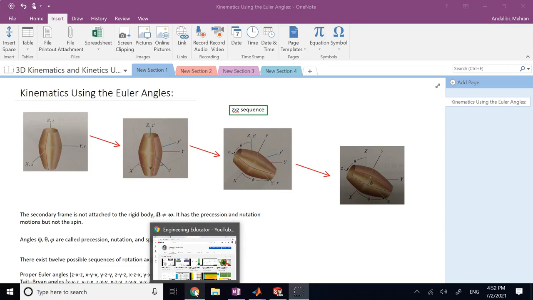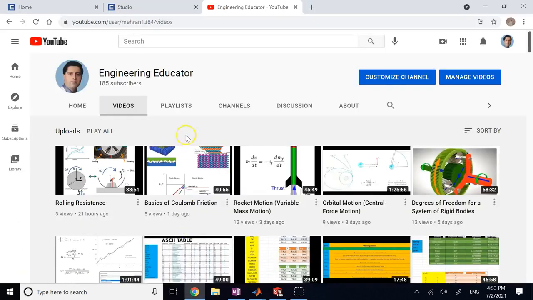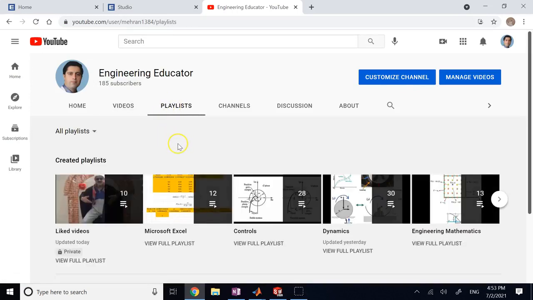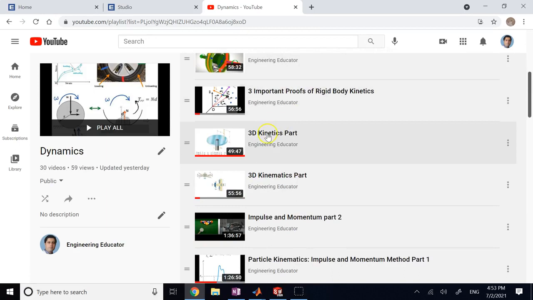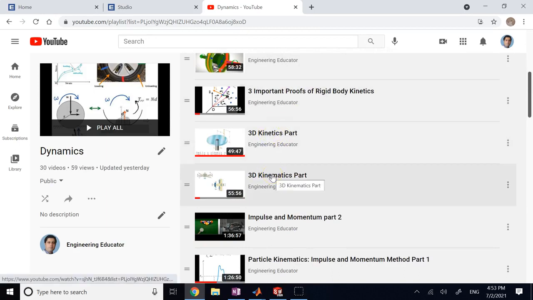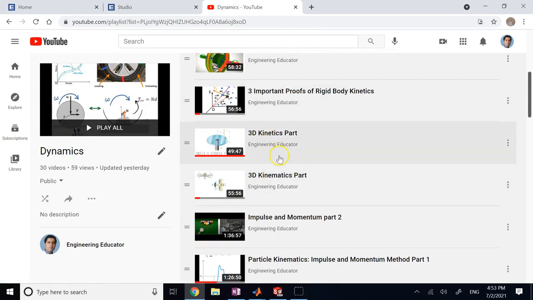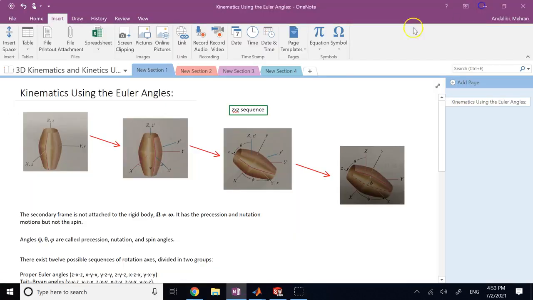So the angles we used were absolute angles of the object with respect to the inertial system, and the Euler equations, which are the equations of rotation, were described in terms of the derivatives of those angles, right? So all you need is to go back and look at these 3D kinetics and 3D kinematics equations and the Euler equations that we have derived and used over there.